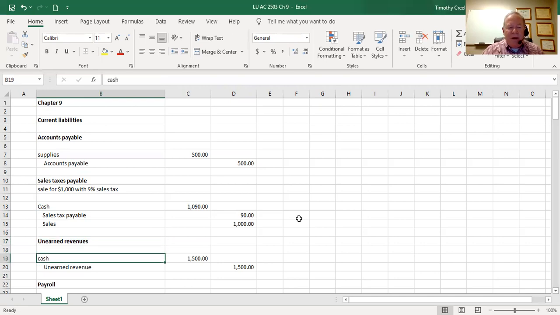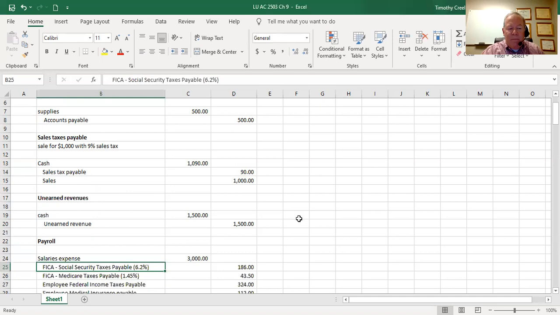Then they can pull it out and recognize it as earned revenue. So let's say a company receives a deposit in advance for work that they're going to do next month. They would debit cash and credit unearned revenue. Whenever they get to the job and complete it, then they would debit unearned revenue and credit revenue, whether it's a service revenue or a sale.